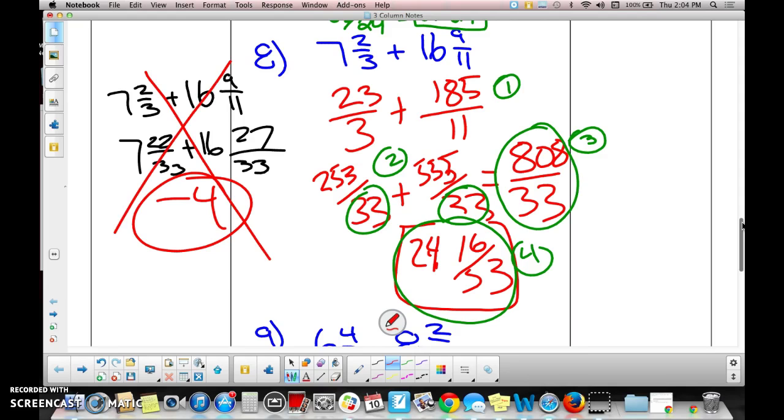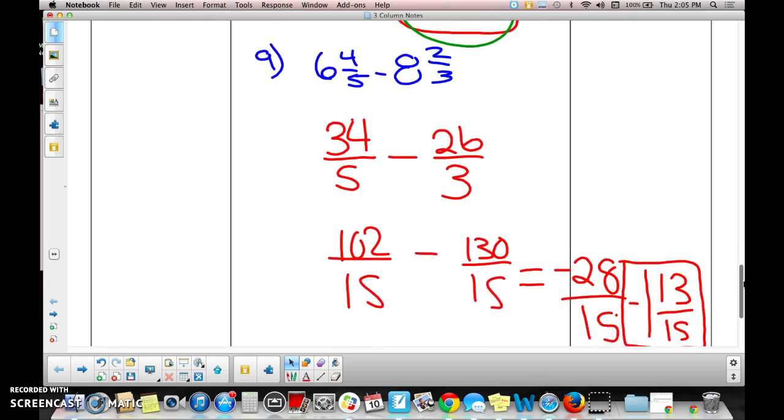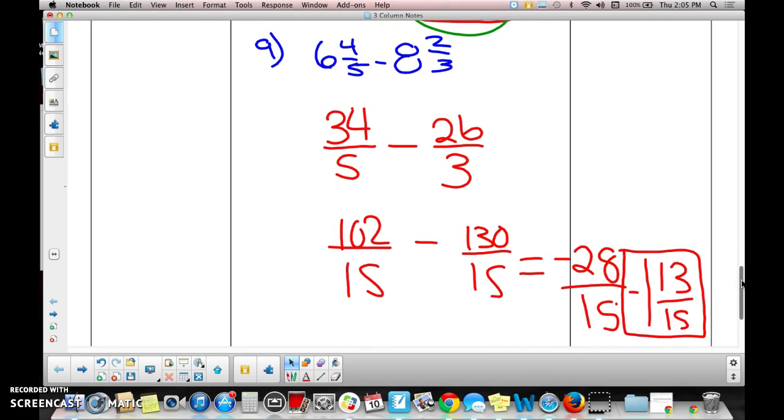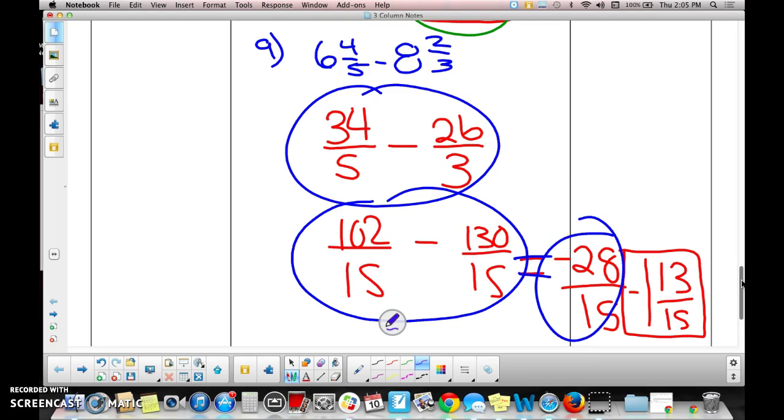Yes or no? Okay, and then I want to go down to this last problem, and I want to show you the form. Look at the layout. Is this an organized set of work? She worked vertically. She converted to impropers. She got like denominators right underneath that. She has an equal sign. She doesn't have another equal sign here, but she has her final answer boxed.